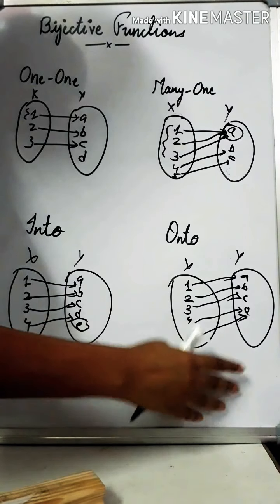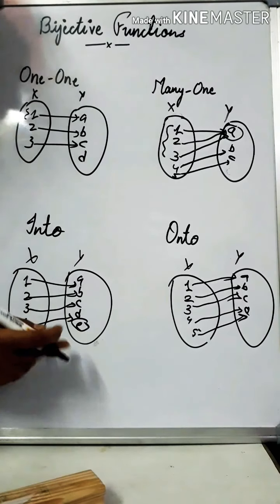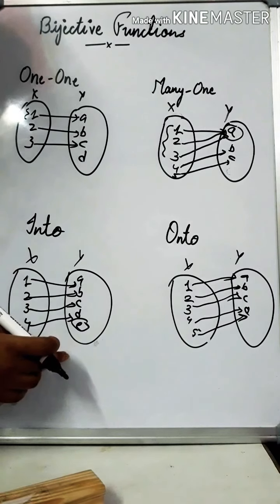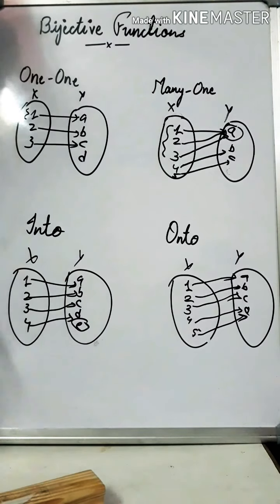This is an onto function. But even if one element is left in the codomain that does not have a pre-image in the domain, then you will say that is an into function. This is the complete difference between onto, into, one-one and many-one.